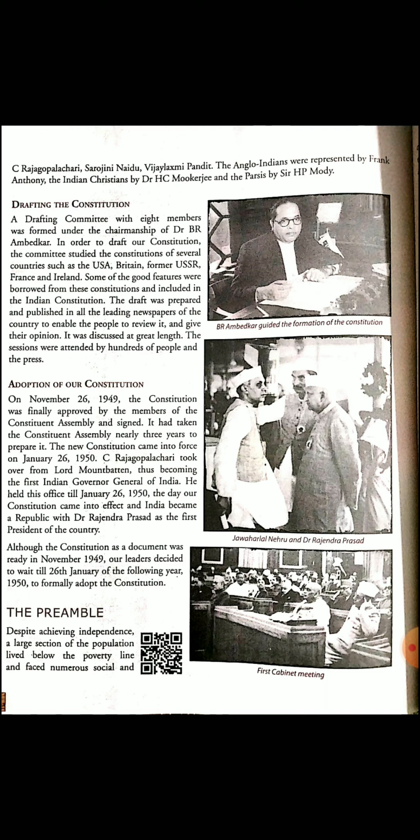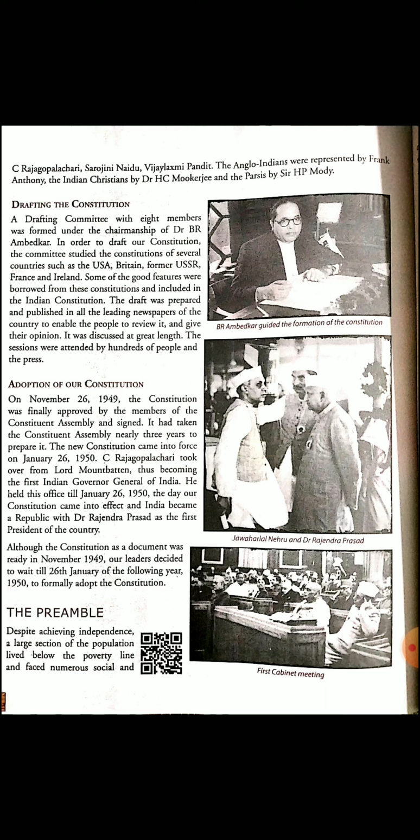Another thing that you need to remember under this is that it took almost 3 years for the constitution framers to make the constitution for India. So it was not a joke. Making a constitution was not a simple thing. It took almost 3 years for these constitution framers to frame the constitution for India. Another one that you have to know is the first Governor General of India was Rajagopalachari. And the next thing that you need to remember under this subtopic is that the first president of India was Dr. Rajendra Prasad.